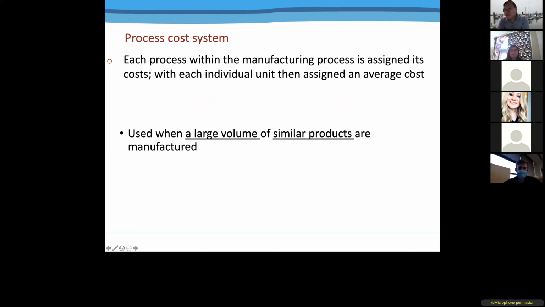So for the process cost system, remember, there are two basic cost systems: job order and process. The process cost system will be used when a large volume of similar products are manufactured. The products are very similar to each other, so you don't have to make that distinction between the different jobs. You accumulate the total cost, and then you just divide it by the units. Then you figure out the average cost.